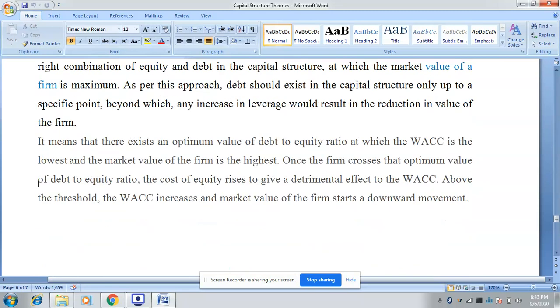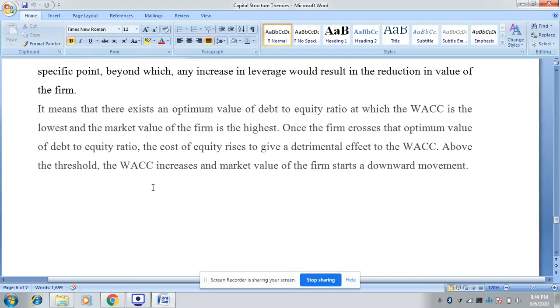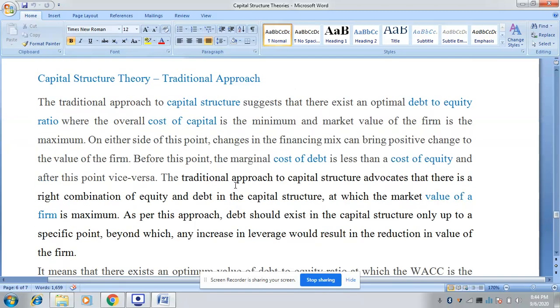It means that there exists an optimum value of debt to equity ratio at which weighted average cost of capital, that is overall cost of capital, is the lowest and market value of the firm is highest. Once the firm crosses the optimum value of debt to equity ratio, the cost of equity rises to give detrimental effect to weighted average cost of capital. Above the threshold, the weighted average cost of capital increases and the market value of the firm starts a downward movement. It means decreases. So overall, this theory talks about there is an optimum debt to capital ratio for every company. That optimum debt equity mix is not a fixed one, correct?